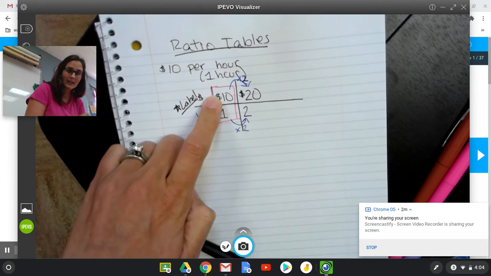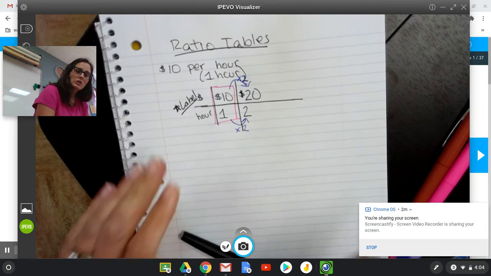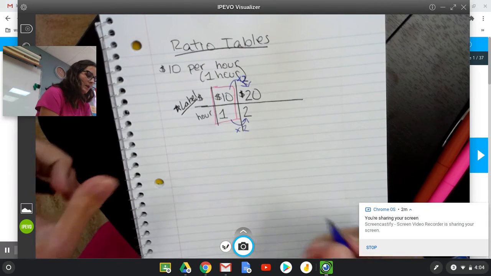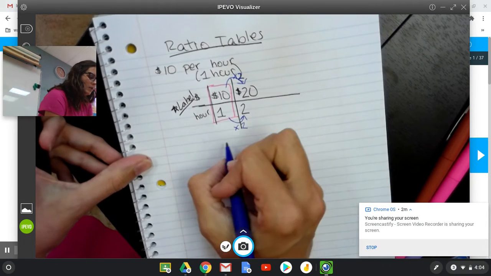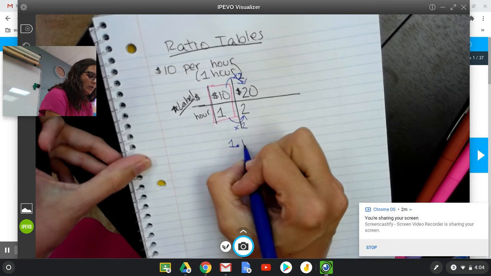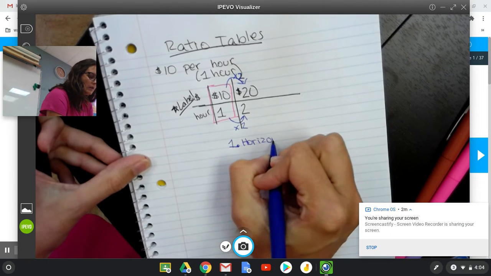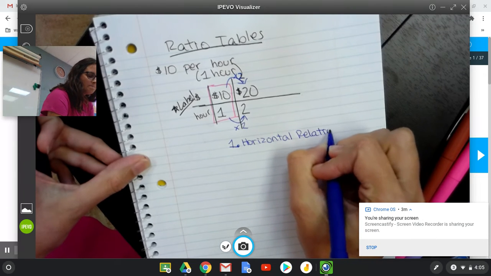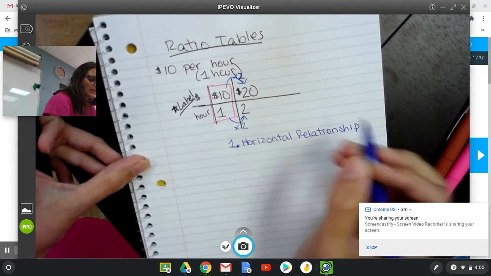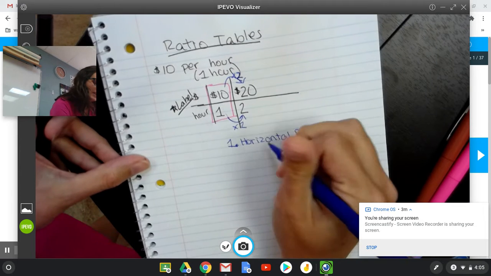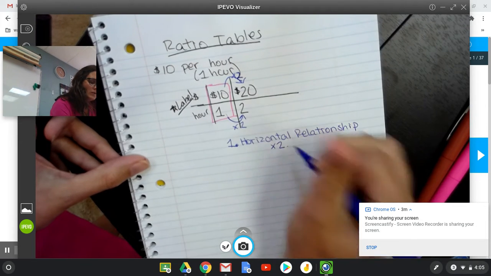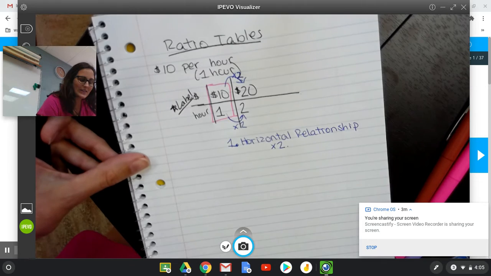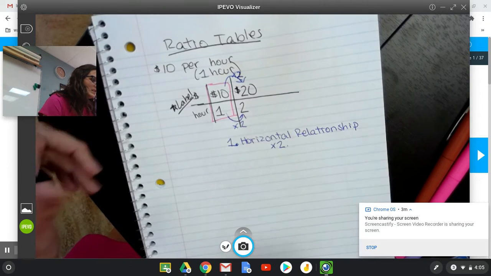The ratio has to stay the same. So you just looked at the horizontal relationship. So we have a horizontal relationship in this ratio table. The horizontal relationship in this ratio table is that we are multiplying by 2. So if you do it to the bottom, you do it to the top. So multiply by 2 in the bottom, multiply by 2 in the top.